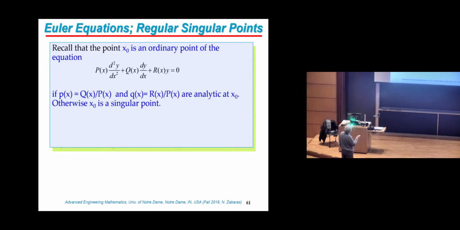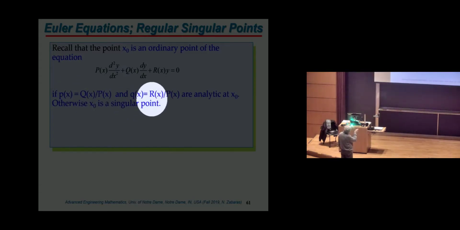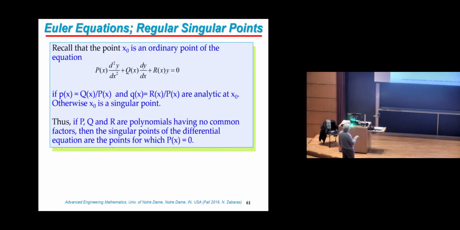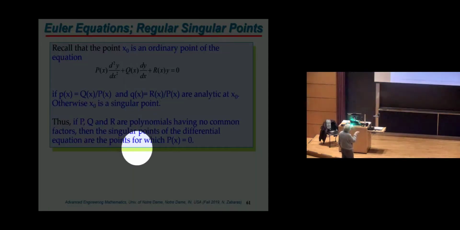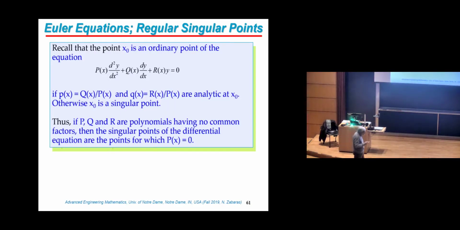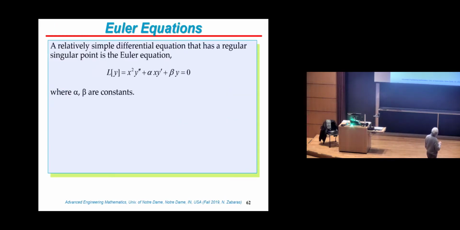So for the ordinary points, I remind you, the idea was that little p and little q have a power series expansion around x0. They're analytic functions. So now we are going to look at points where p of x equal to 0. All right? So basically, we are going to be doing expansion around a point where p of x0 is equal to 0. So that seems to be a problem.